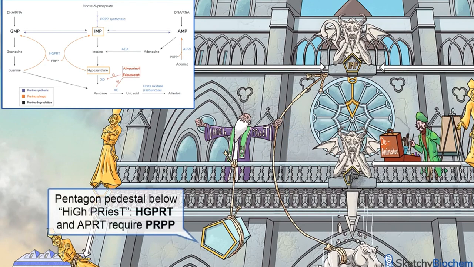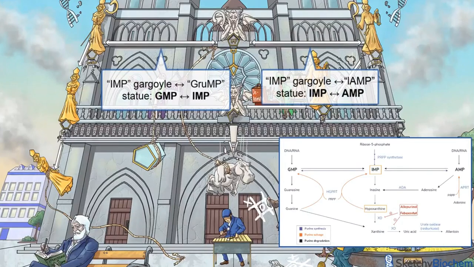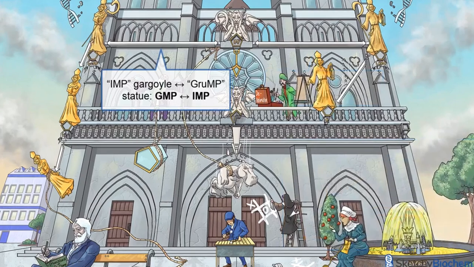And just beneath the high priest is a pentagonal pedestal because HGPRT requires PRPP. HGPRT deficiency causes Lesch-Nyhan syndrome, but we'll save that for the next sketch. Anyways, IMP eventually becomes AMP or GMP. If you don't remember the steps, please watch our purine synthesis sketch.